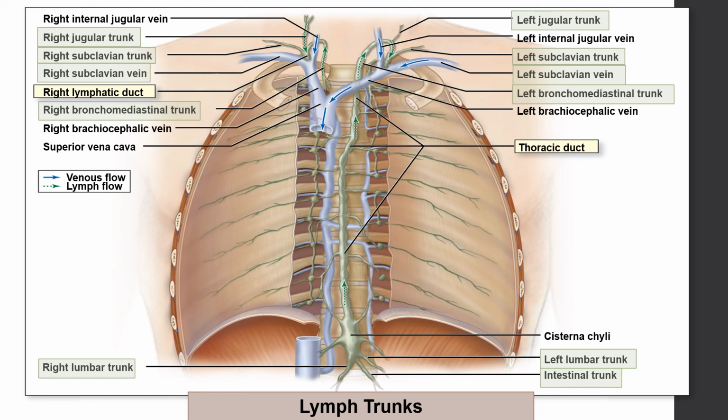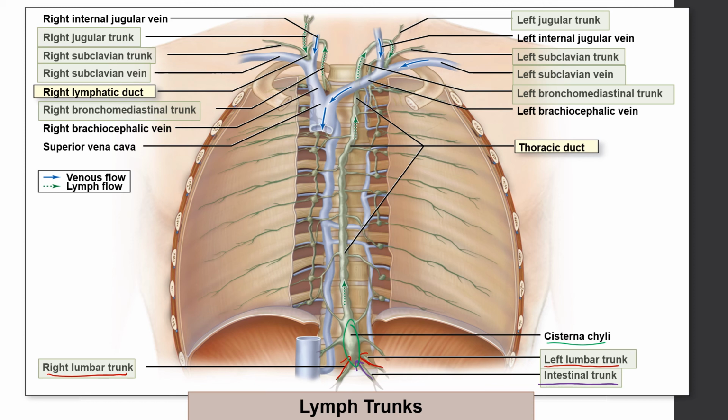Once we leave the major collections of lymph nodes, we enter one of the trunks. I'm going to try to kind of color code the trunks here. We have an intestinal trunk, which comes in from the small intestine. We have a pair of lumbar trunks, right and left. Those drain into a structure called the cisterna chyli that I'll explain in just a moment.